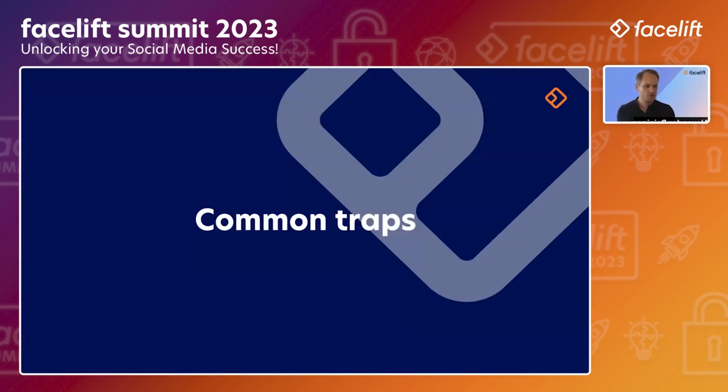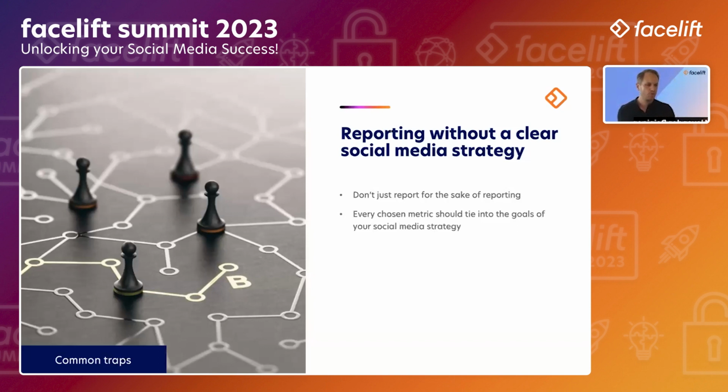And then some common traps. Reporting without a clear strategy. I repeated it now, I think 3 times, but I still see it very often, right? There's something like, hey, we need this report, let's set it up and send it out. And you ask, hey, okay, so why? What's the reasoning for this? Why this metric? Why not a different metric?